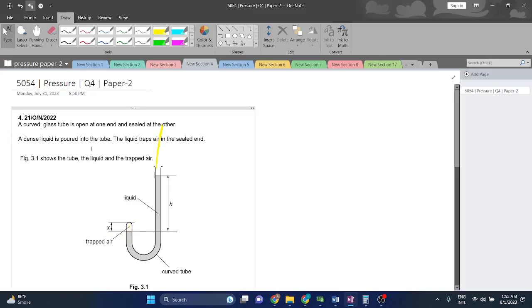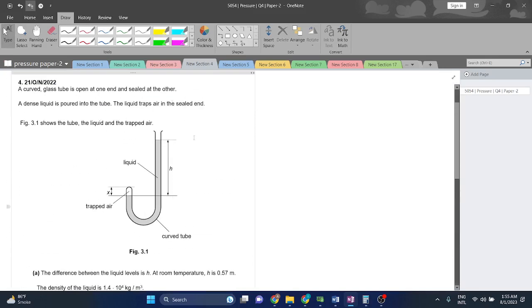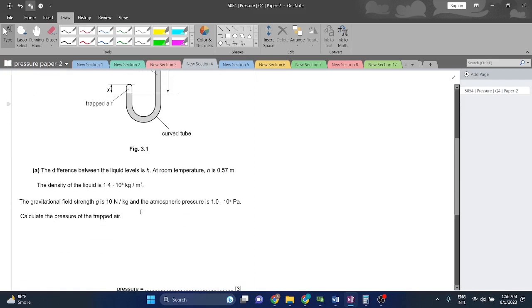So a dense liquid is poured into the tube. The liquid traps air in the sealed end. Air is trapped. Figure 3.1 shows the tube and the liquid and the trapped air. Trapped air, tube है और the liquid inside the tube. The difference between the liquid levels is H.